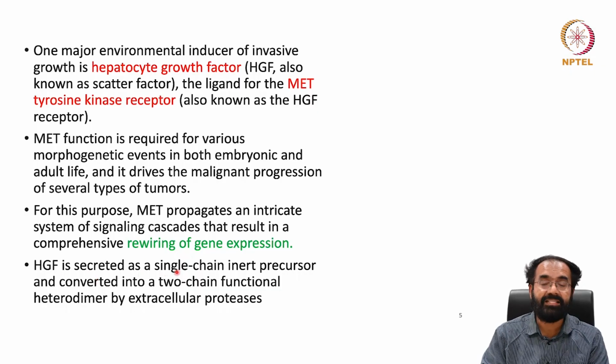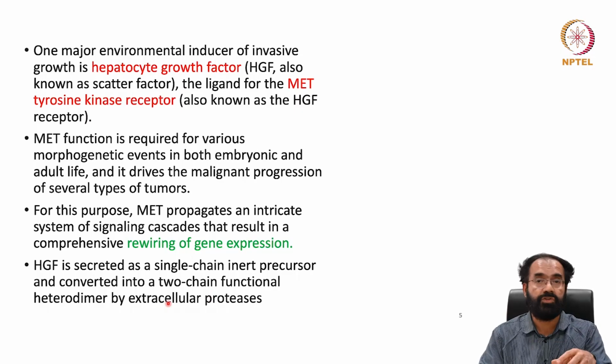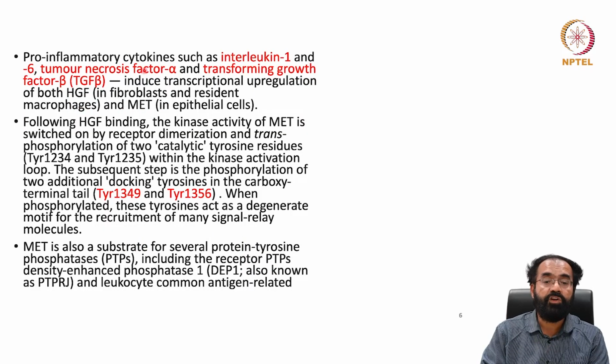HGF is secreted as a single-chain inert precursor and is converted into a two-chain functional heterodimer by extracellular proteases. Proteases are induced due to inflammation or injury, etc., and they contribute to the proper maturation of HGF. Pro-inflammatory cytokines such as interleukin 1, interleukin 6, tumor necrosis factor alpha, also known as TNF alpha, and transforming growth factor beta, TGF beta, induce transcriptional upregulation of HGF.